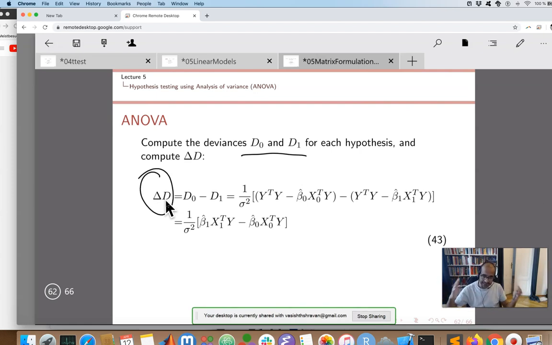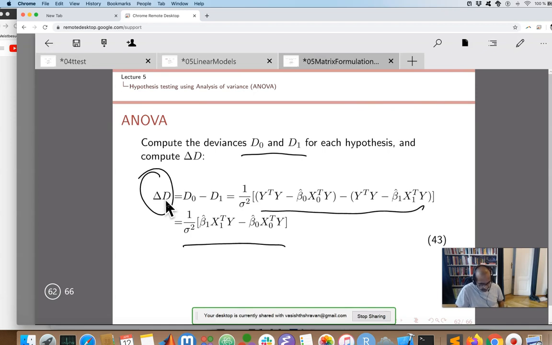Now we are doing a difference in deviances, right? And so once I do these computations, I just work through the algebra of this, I end up with this term here. You can work it out. If you just do the algebra, you'll see that this term will cancel out, these two terms will cancel out, leaving us with these two guys.